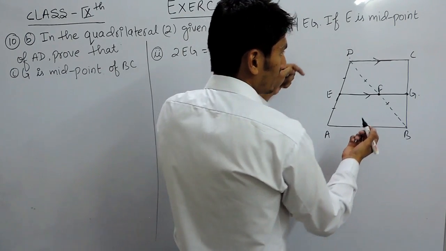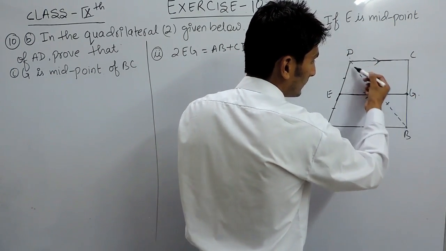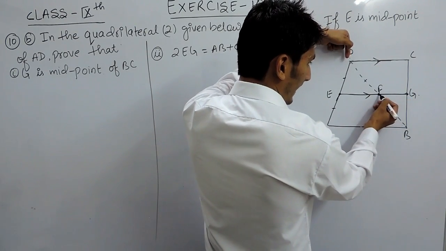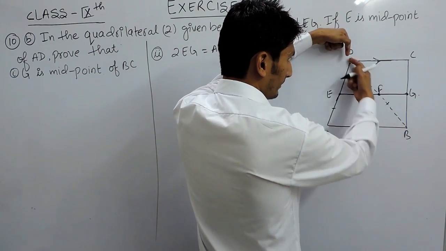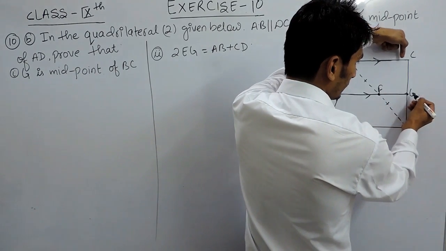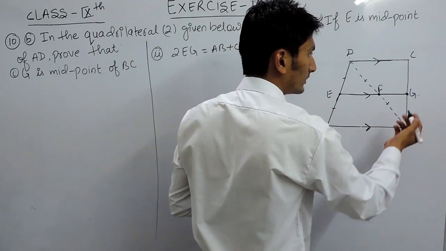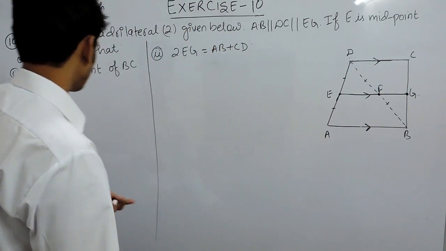And similarly, in triangle DBC, if this is a parallel line and this is the midpoint, which we have proved in triangle ABD, and we draw a parallel line, this should again meet the midpoint of the third side. So that is how we can prove that G is the midpoint.